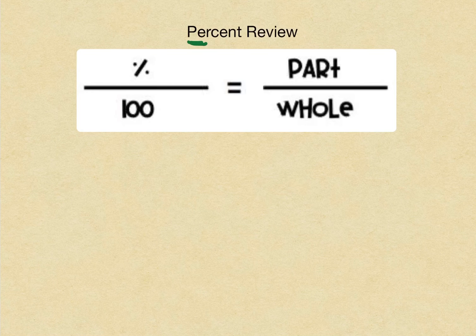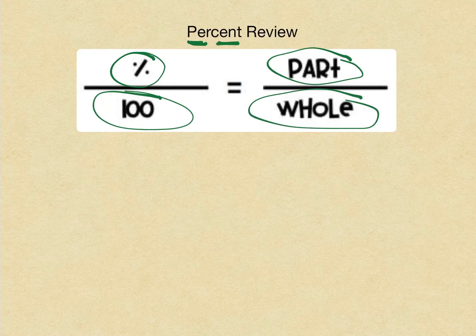Now let's go ahead and start with the word percent. Per means every or out of, and the cent means the 100. Like 100 cents in a dollar or 100 years in a century. Now the percent is always out of 100, but we're usually looking for a different part.